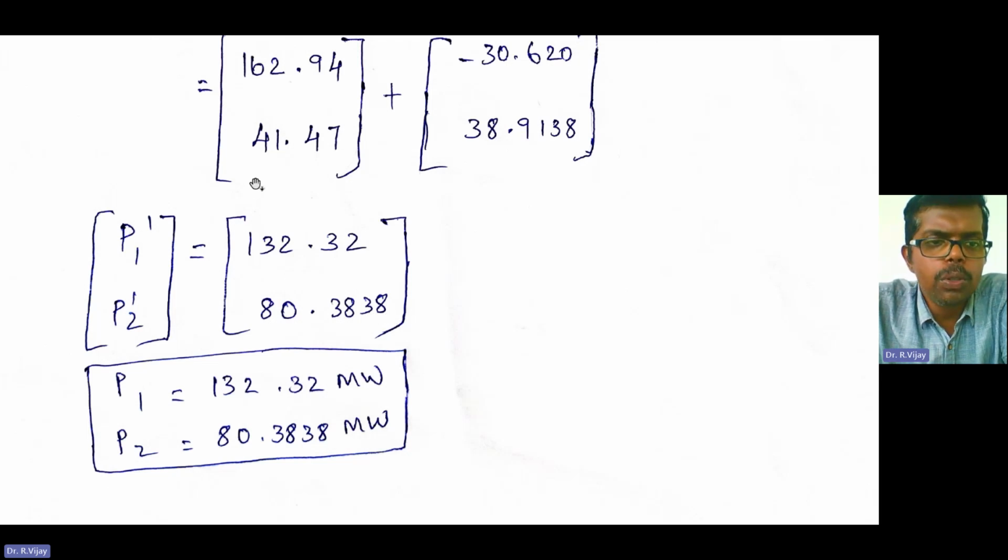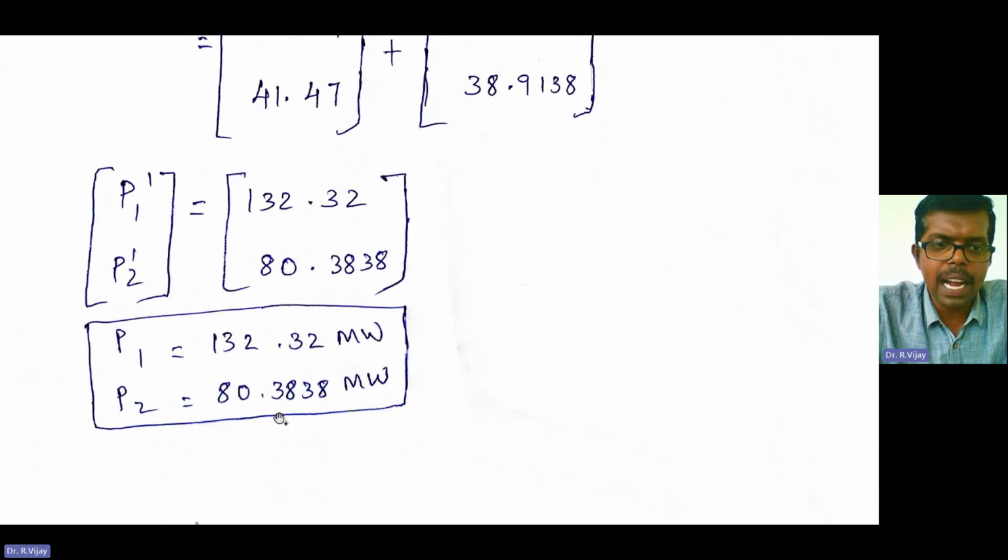Similarly, you do it for some 4 to 5 iterations so that this value converges. Then only you take it. For the time being, because we are doing hand calculation, we stopped at the first iteration, but take it as homework, whether by hand calculation or by programming this algorithm in Python or MATLAB, whatever platform you choose. As of now, the first iteration values are P1 equal to 132.32 megawatt and P2 equal to 80.3838 megawatt.